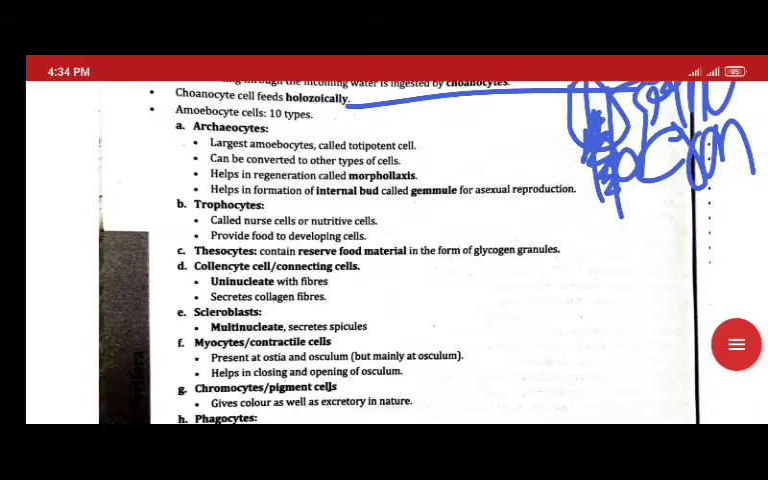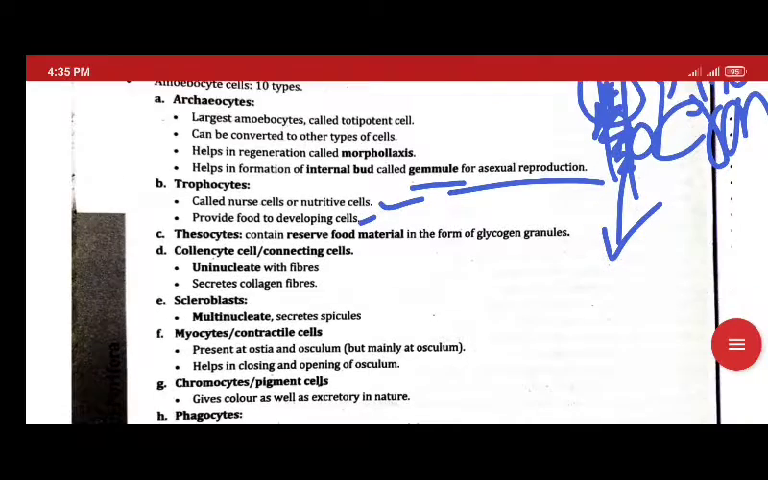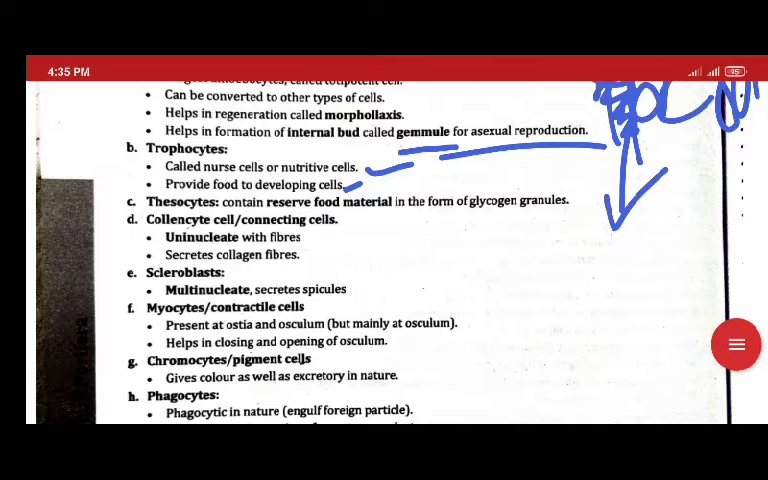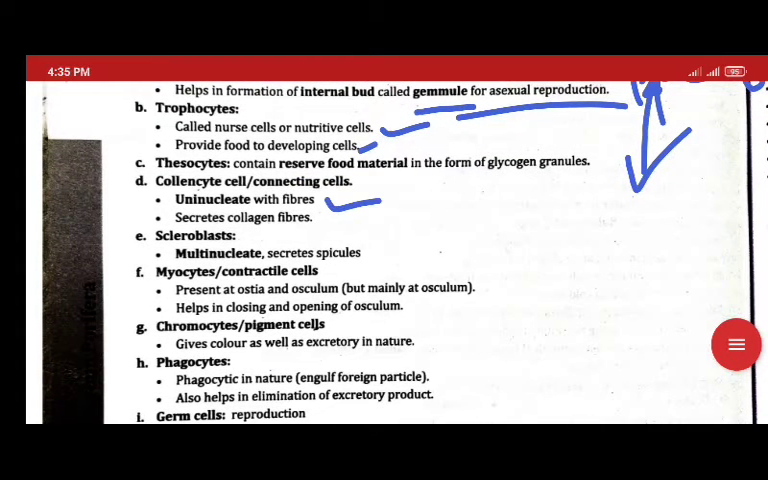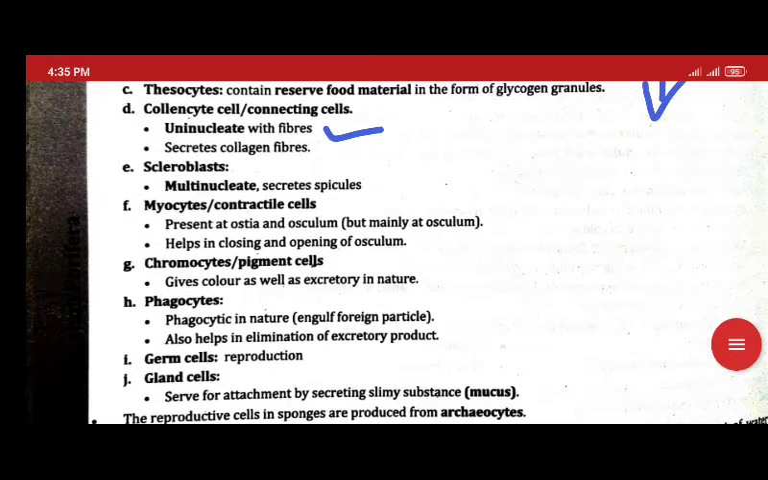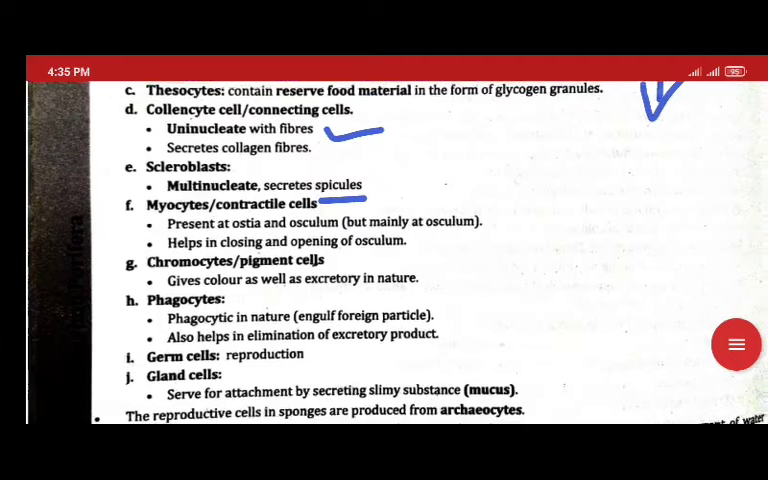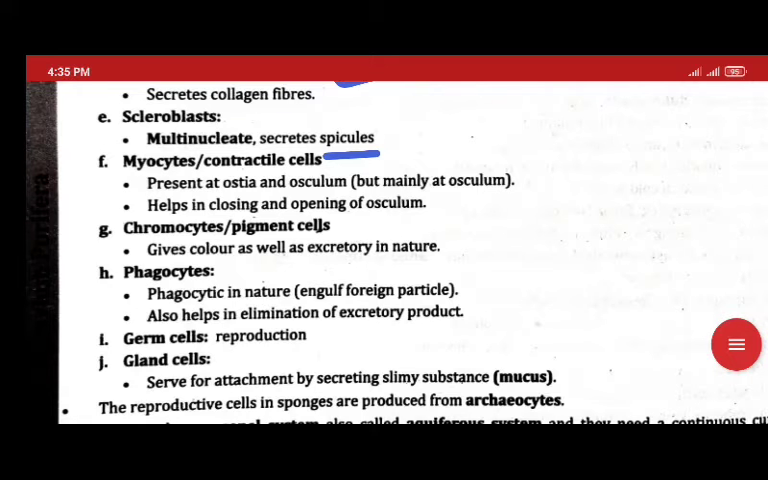Now we have ten types of amoebocyte cell, found between the two layers. The first is the archaeocyte, a generative type of cell that makes gemmules for asexual reproduction. Trophocyte means nutritive cell, for food development. Thesocyte means food reserve cell. Collencyte means uninucleated with fibers, secreting collagen fiber. Scleroblast secretes spicules, and spicules are skeleton-like.